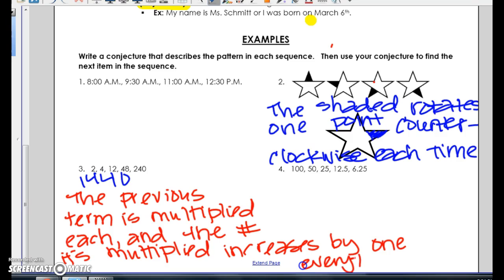Looking at number 4, I hope you notice here that we were multiplying again, but this time we were cutting it in half, so we're multiplying by 1/2 every time. So 100 times 1/2 is 50, times 1/2 is 25, times 1/2 is 12.5, times 1/2 again is 6.25, so I need to take half of 6.25, which again you have to break out your calculator for, and the next term is 3.125. And I'll leave it to you to write that conjecture because I only have 15 minutes to record this video, so I'm going to move on.